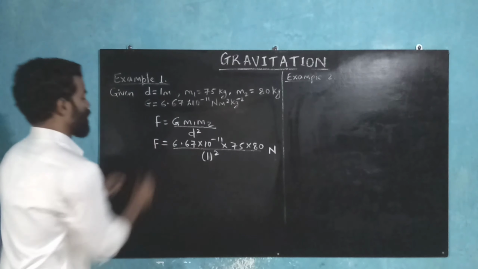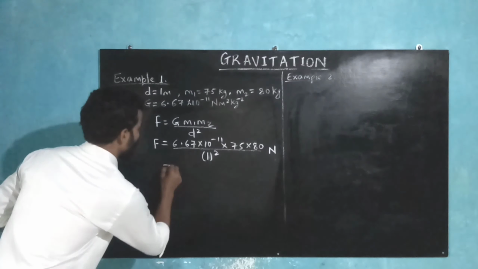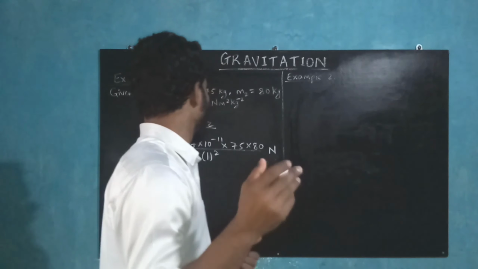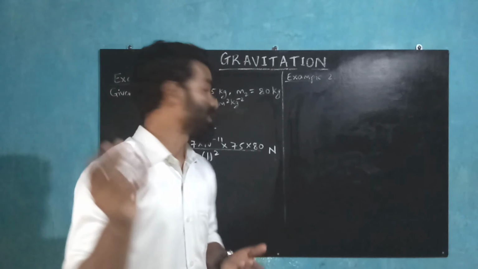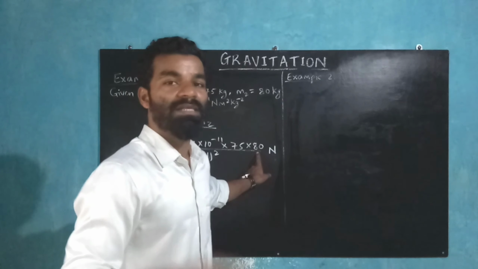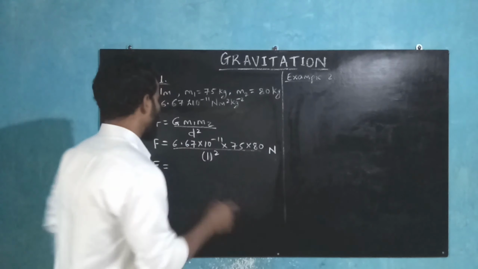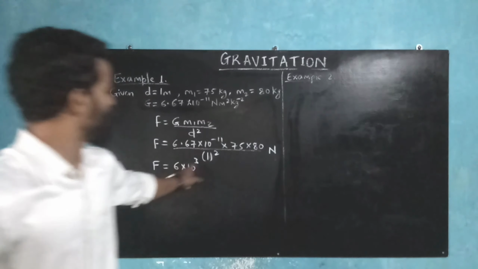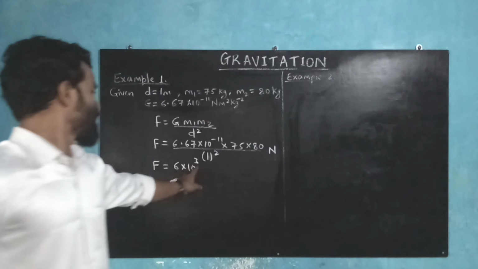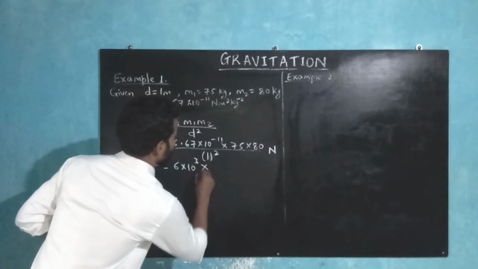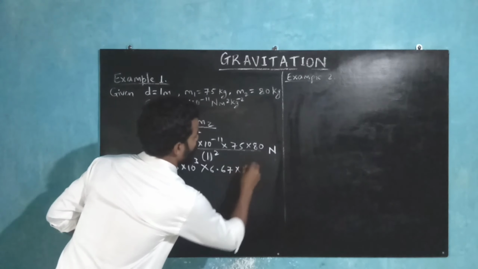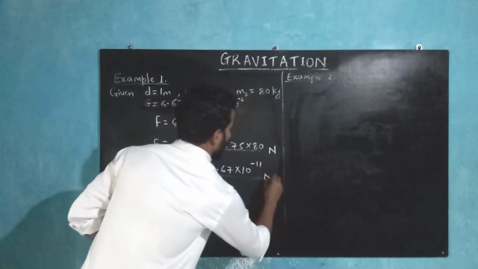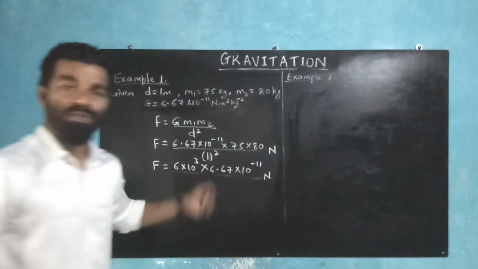So F equal to this. Let's solve it. 75 into 80 is what? 75 1s are 75, 75 2s are 150, 75 4s are 300, and 75 8s are 600, and then this 0 comes, so it is 6000. So 6 into 10 raised to 3. You can write 6000 as 6 into 10 raised to 3, which has 3 zeros after 6. And next, 6.67 into 10 raised to minus 11. The 1 square we don't need to write in the denominator, otherwise also there is 1.